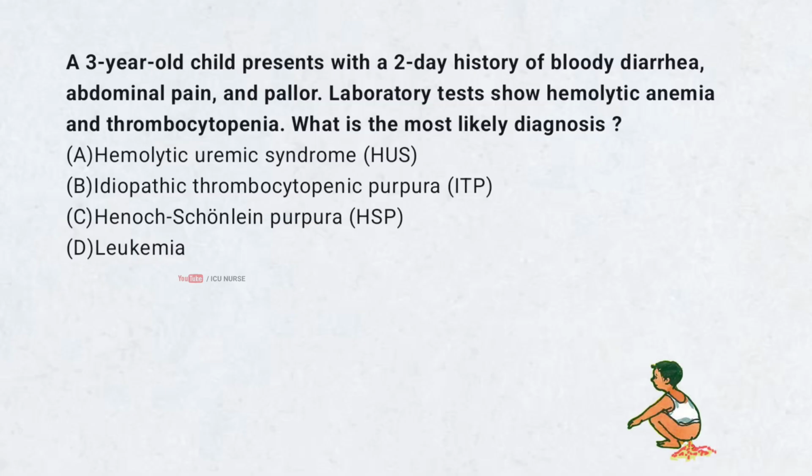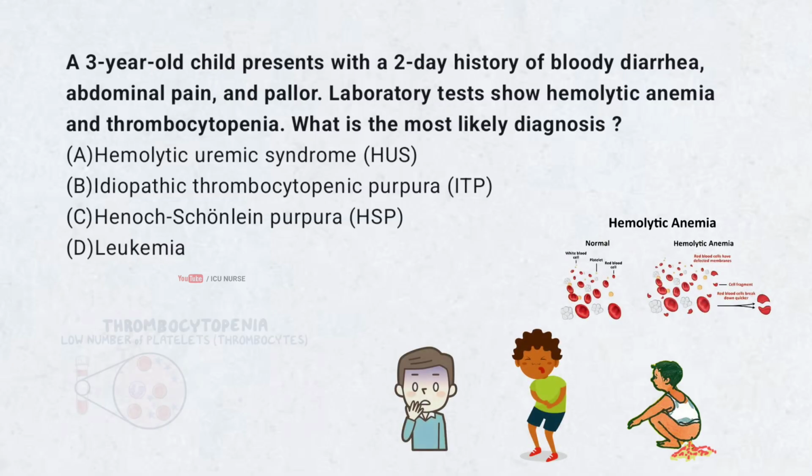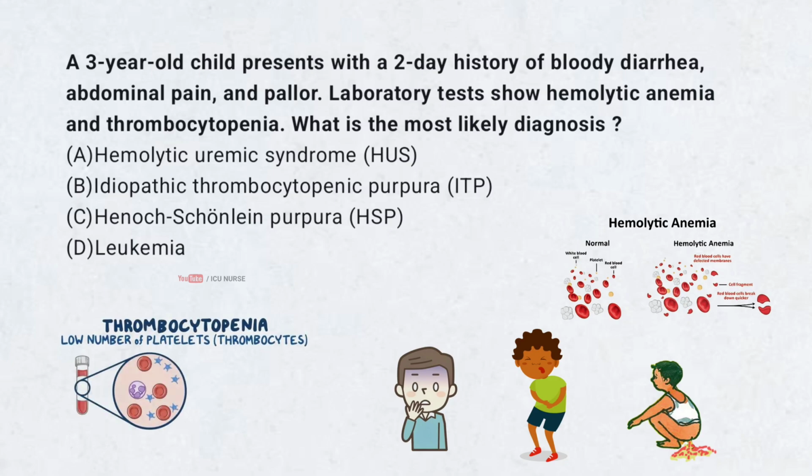A 3-year-old child presents with a 2-day history of bloody diarrhea, abdominal pain, and pallor. Laboratory tests show hemolytic anemia and thrombocytopenia. What is the most likely diagnosis?